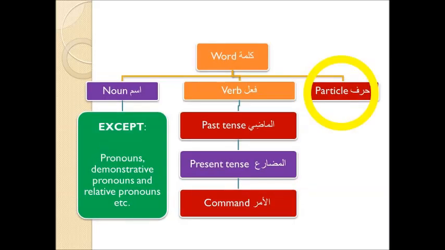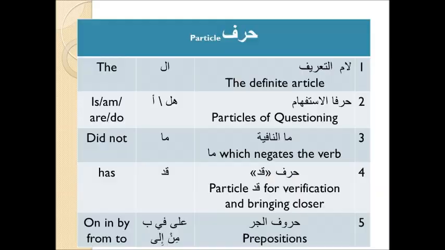First we will discuss al-harf, the particle. In Level 1, we have covered 5 different types of the harf. 1. Lamu ta'rif, the definite article, which is al, meaning the. 2. Harf al-istifham, the two particles of questioning, hal and hamza, which translate to is, am, are and do, etc. in English. 3. Ma an-nafiya, which negates the verb, which is ma, meaning did not.